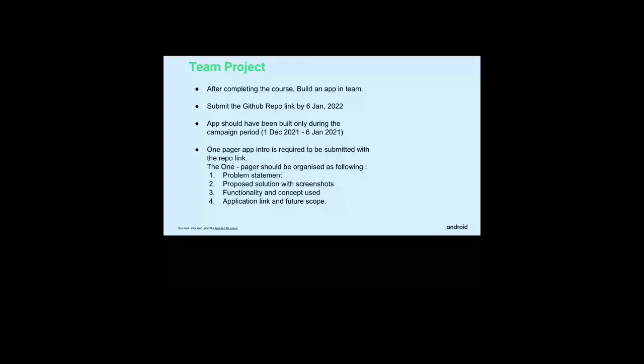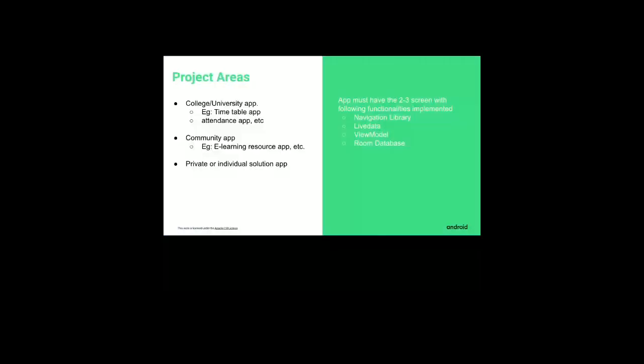Moving to the next slide, slide 10, we have project areas, like what can we do in an app. There are 3 points. University app: you can build any college or university app. You can propose a solution for any college or university. You can build a timetable app, you can build an attendance app. All these apps can be built and submitted.